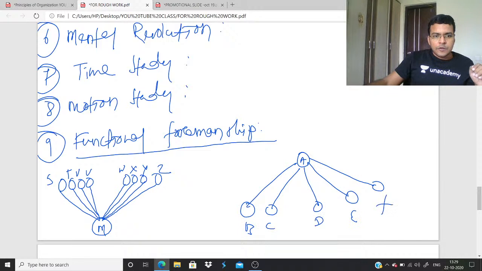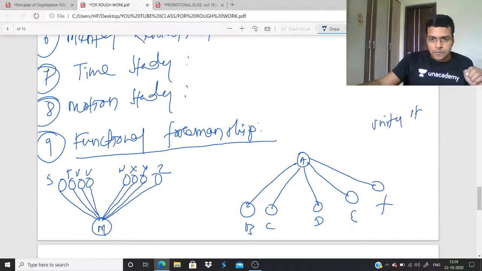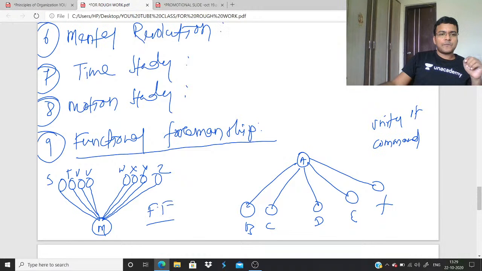So this is known as unity of command. This is functional foremanship. Try to understand. Unity of command means a worker takes orders from a single superior. So B, C, D, E, F take orders from only A. This is unity of command. And here, in functional foremanship, M takes orders from S, T, U, V, W, X, Y, Z.